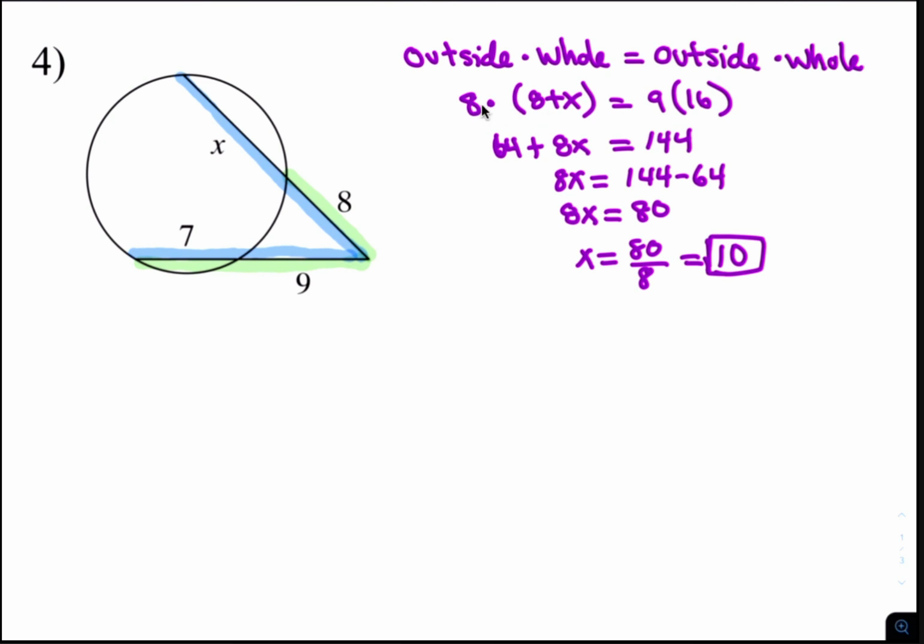So here's our first equation. Outside times whole. 8 times 8 plus X equals the other outside times whole. That's 9 times 16. 9 times 16 is 144. On the left side, you have to multiply 8 times 8, and that's 64. And then also 8 times the X, and that's 8X. We'll have to subtract 64 on both sides, so 8X is 144 minus 64, which gives us 80. So 8 times X is equal to 80. So X is going to be 80 divided by 8. And that gives us 10. So X is equal to 10.